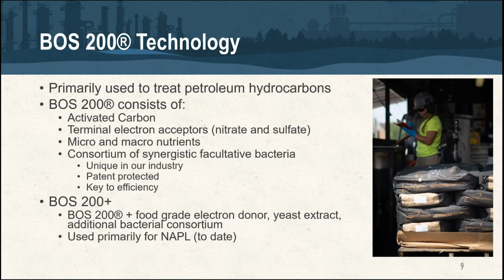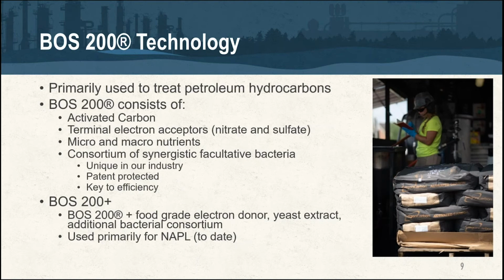So besides the nitrate and sulfate, we've got a nutrient package, as well as we add a consortium of facultative bacteria. And I want to spend a few minutes on this. Number one, this is unique in our industry. And the reason why it's unique is because it's protected with the patents that RPI carries for the BOS 200 product. From a technical standpoint, it's really a key to efficiency.